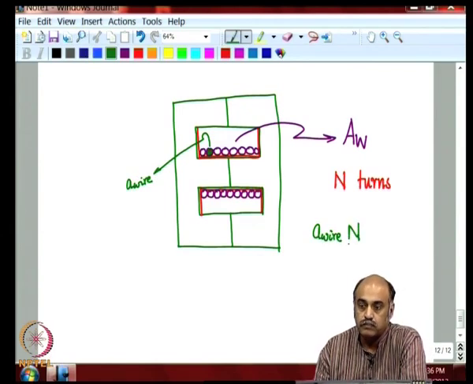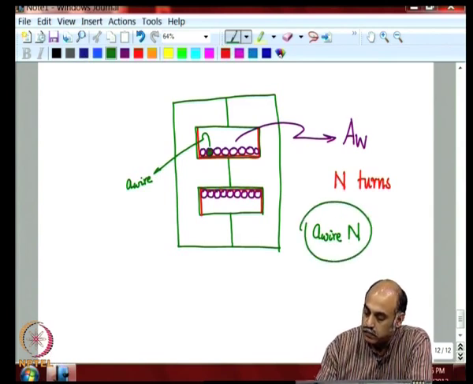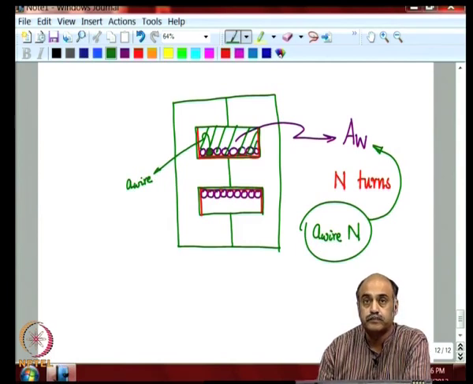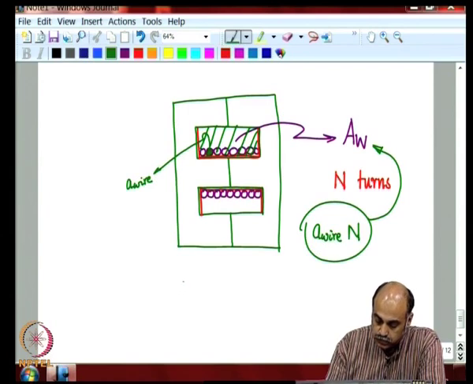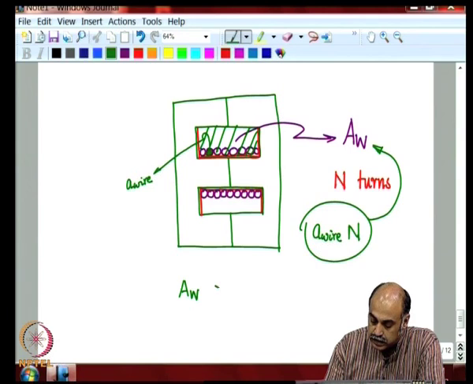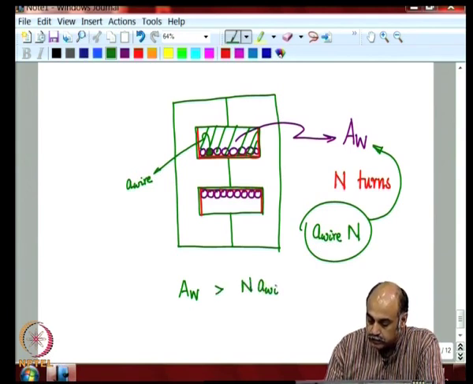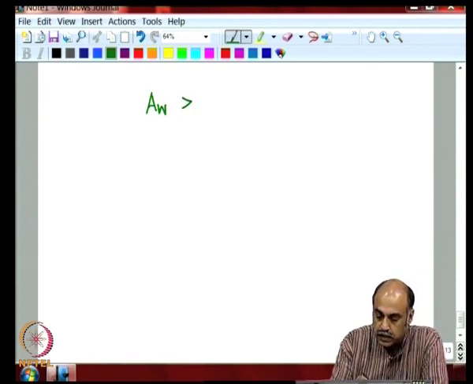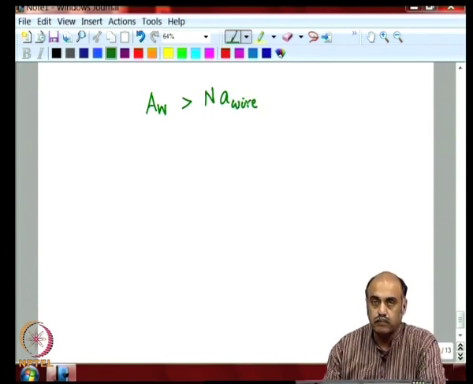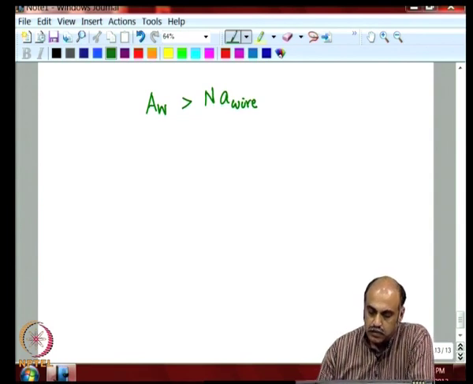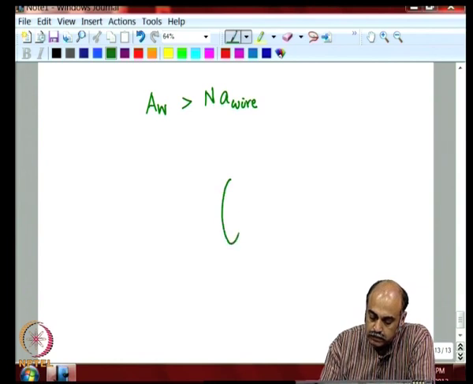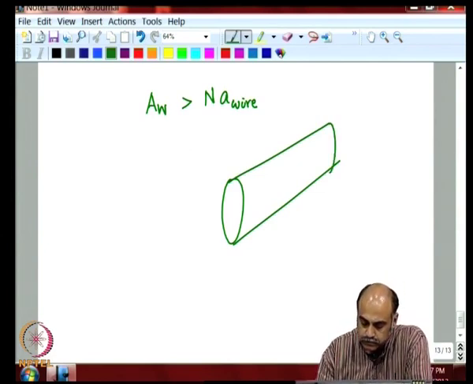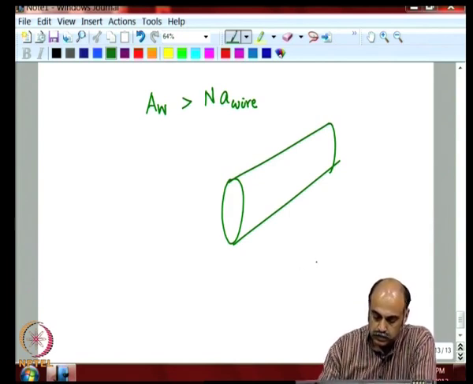N of them should fit into this window area. So, n of them should fit into this area. So, AW should be greater than n into A wire. Now, let us do some simple math. AW should be greater than n into A wire. Normally, the amount of current that is passed through the copper conductor is based on experience.